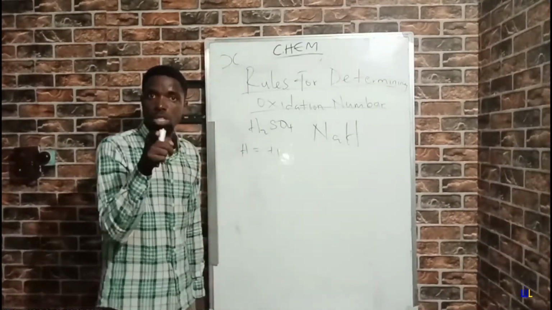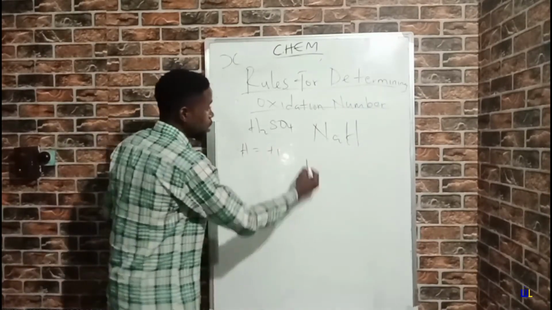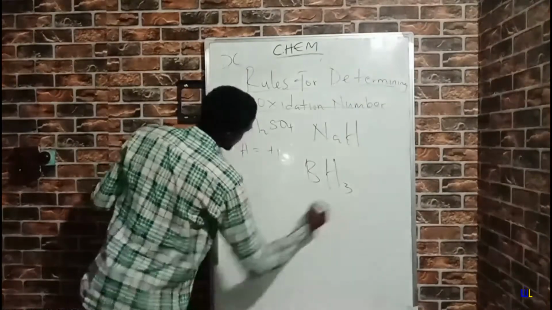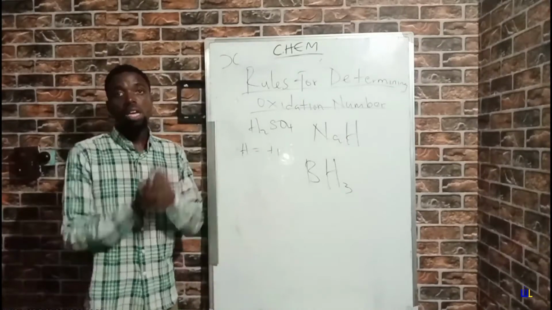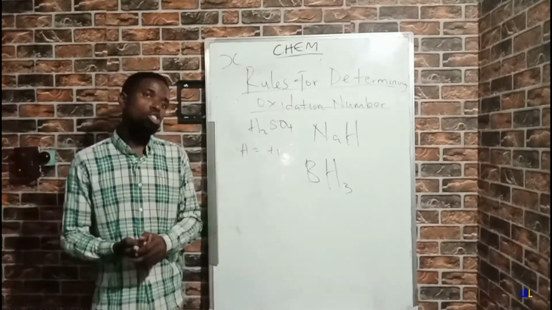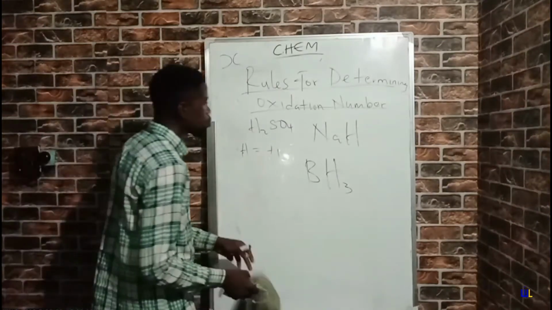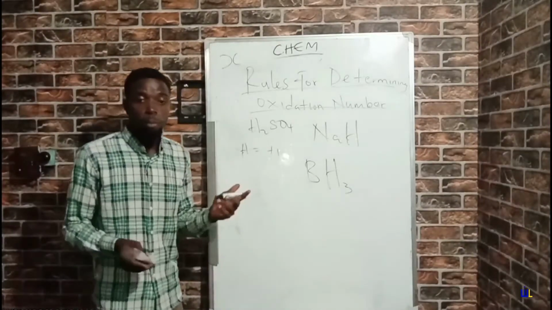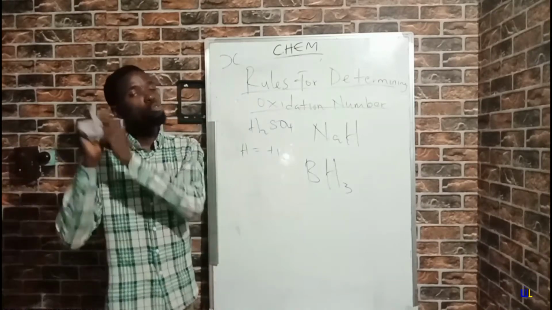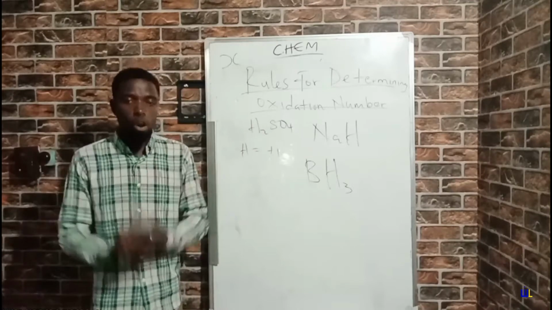Now note this too, that if hydrogen combines with metalloids like boron, for instance, in borane, BH3, the oxidation number of hydrogen here is -1. So when you're dealing with metals or metalloids, same thing, the oxidation number of hydrogen remains -1. Okay, so I guess we are going to the next rule. Wherever you see hydrogen in a compound, just note that it should be +1. The only time it changes to -1 is when hydrogen is combined with a metal or a metalloid in a compound.